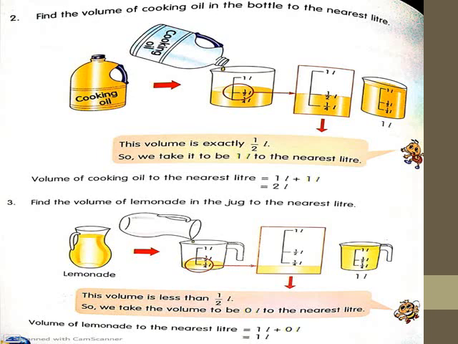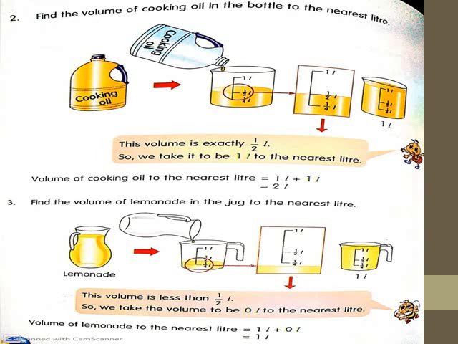So when you have exactly half or greater than half, you will always go for 1 liter, you will not go for 0. So I will say this volume is exactly half liter, so we take it to be 1 liter to the nearest liter. So 1 liter is in the beaker and 1 liter is there. As it is exactly half, I will also take it as 1 liter, and 1 plus 1 is 2. So the volume of cooking oil to the nearest liter will be 1 liter plus 1 liter, and that gives the answer of 2 liter.